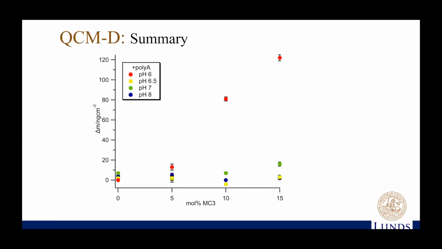So to summarize, the poly A adsorption in the QCMD, we do see a similar adsorbed mass for all of the compositions in all pHs. And for the poly A, for all of the pHs above the apparent pKa, so 6.5, 7, and 8, there's no significant adsorption of the poly A. However, for pH 6, so below the apparent pKa, we see a poly A adsorption proportional with the percentage of MC3 in the layer.